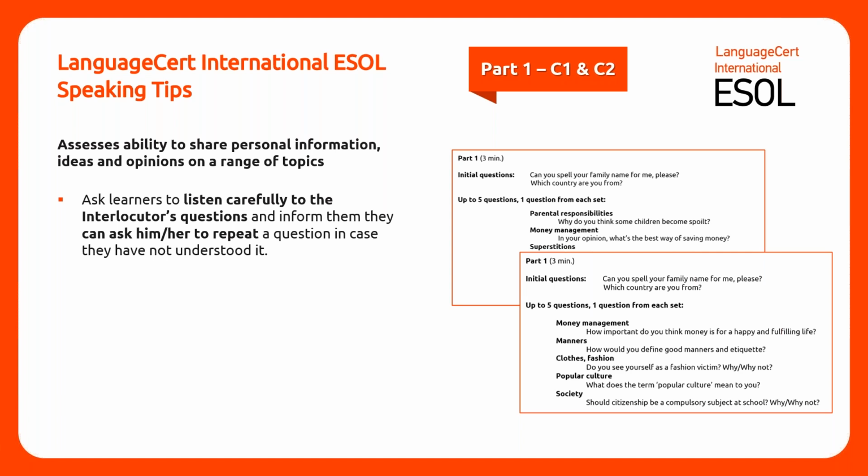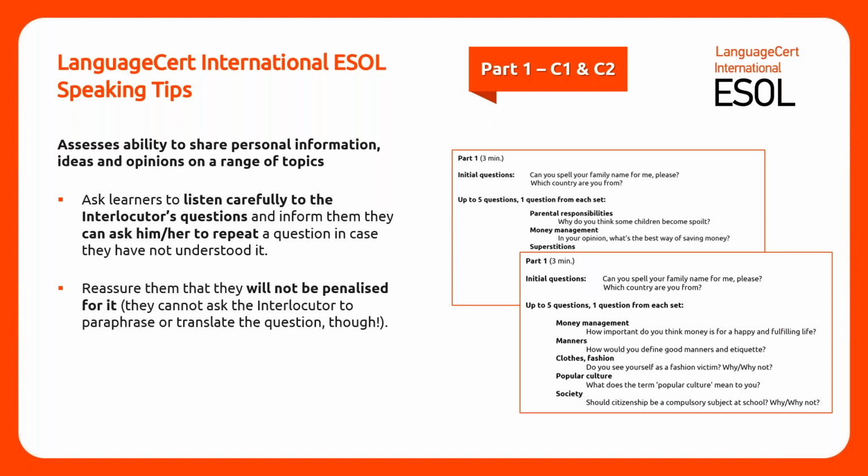First of all, ask learners to listen carefully to the interlocutor's questions and inform them they can ask him or her to repeat a question in case they have not understood it. Reassure them they will not be penalized for it. They cannot ask the interlocutor to paraphrase or translate the question, though.